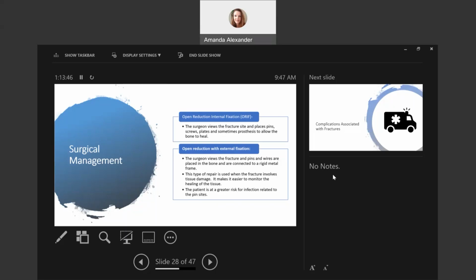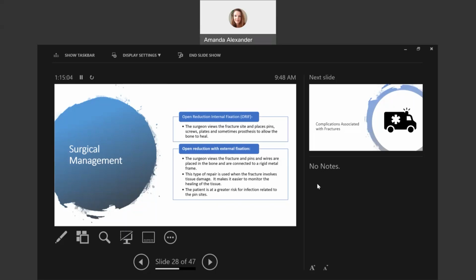Remember, this type of repair is used when a fracture involves tissue damage, okay? And it makes it easier to monitor the healing of the tissue. The patient is at greater risk for infections at the pin site also. When we're considering the type of patient that might have external fixation, always remember this is someone that's been probably in a massive trauma or massive accident that has open skin areas and bone protruding.